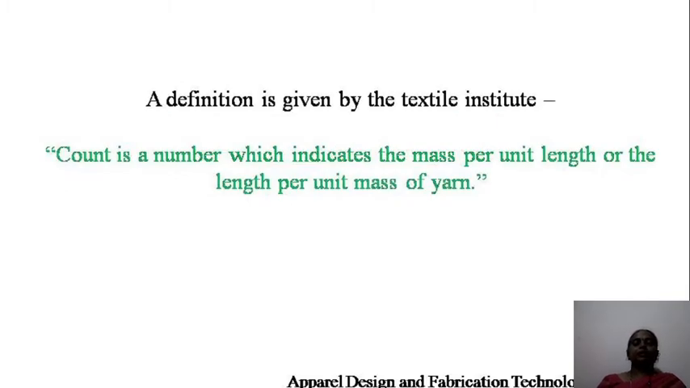Definition given by the Textile Institute: count is the number which indicates mass per unit length or length per unit mass of yarn. According to the Textile Institute, what is a count? Yarn count is the number which indicates the mass per unit length, or the length per unit mass of the yarn. This is the yarn count definition by the Textile Institute.